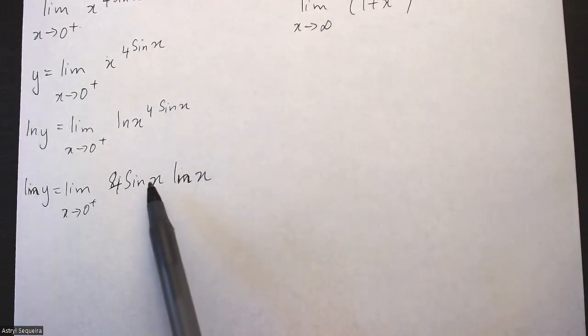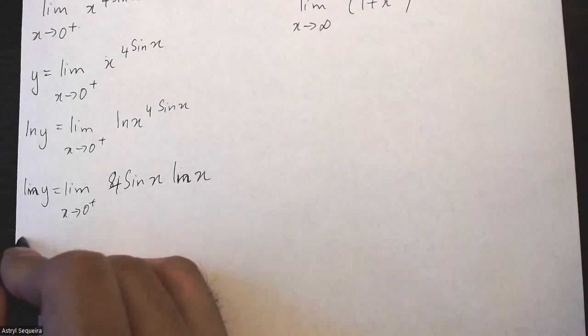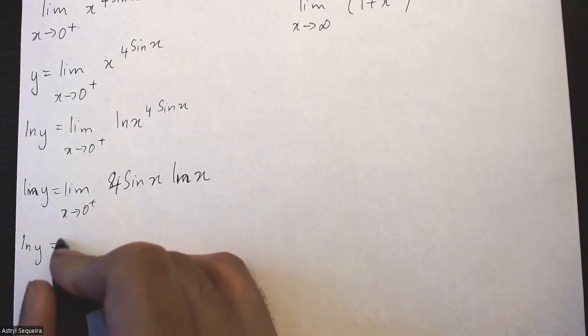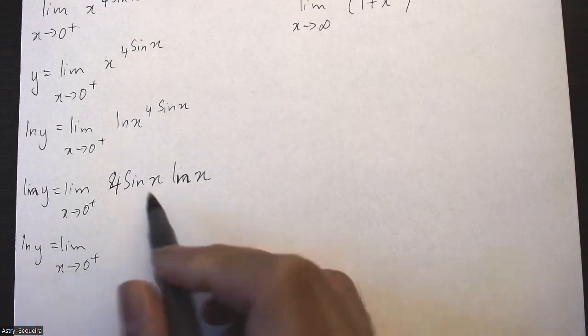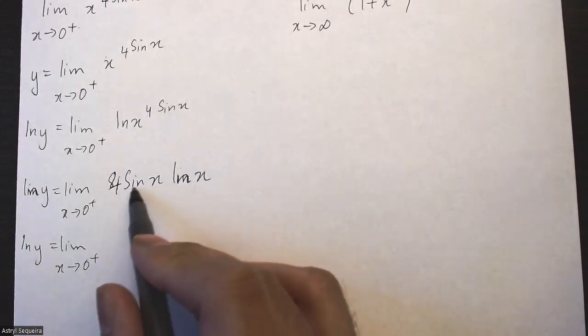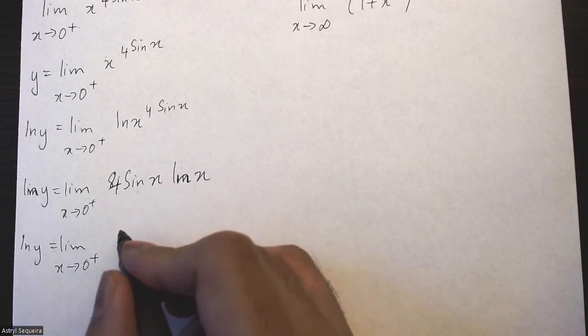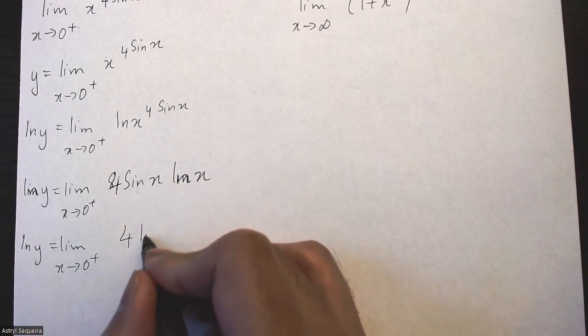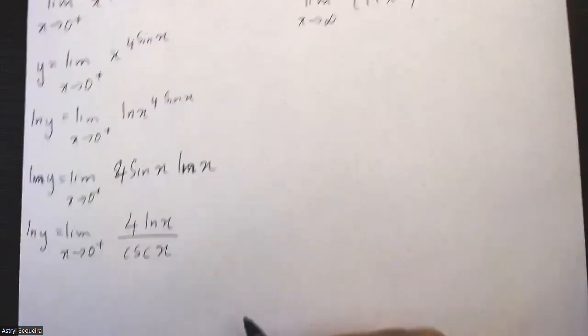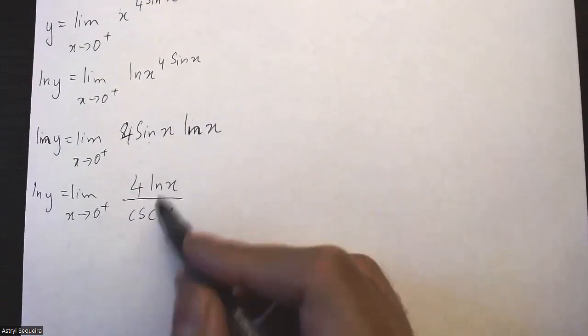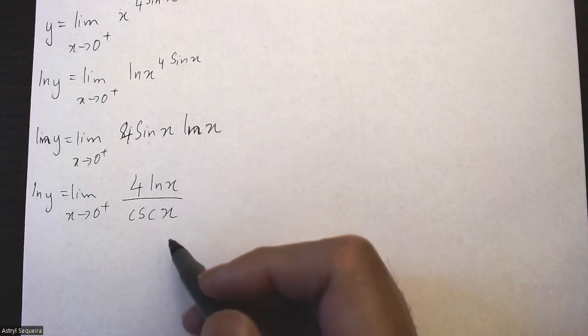How do I do L'Hopital's rule if I don't have a denominator? Well, I want to create a denominator. And when you have a trig case, you can always use your reciprocal trig functions. You know, sine x, the reciprocal of sine x is cosec x. Means I can turn this into 4 ln x divided by cosec x. Now I can do L'Hopital's rule for this question.